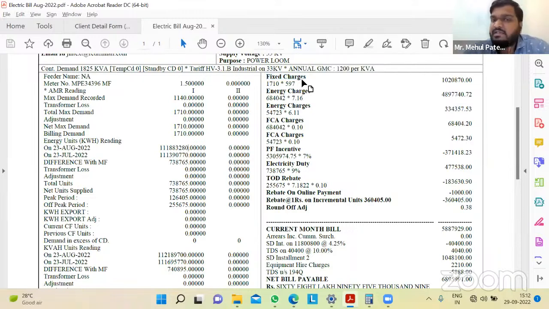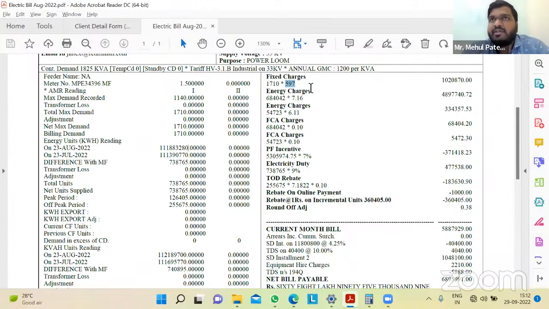In any bill, you will see the fixed charges is the first thing. So 1710 kVA multiplied by 597. What is 597? 597 is the rupees they are charging per kVA for HT, for high tension connections, so a three-phase connection. So 597 rupees.